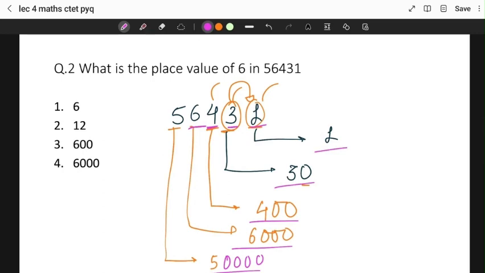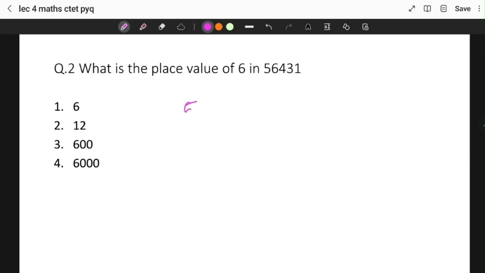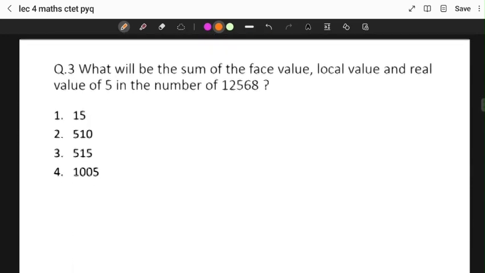Even if you don't know, and you want to get everything in detail, then you can watch my playlist, where you can clear all of your foundation. Now in this particular question they have asked us to assign the place value for 6. After 6 there are 3 digits, so assign 3 zeros after 6, so 6000 is the place value for the given digit 6. So answer number 4 is the correct option for the given question.